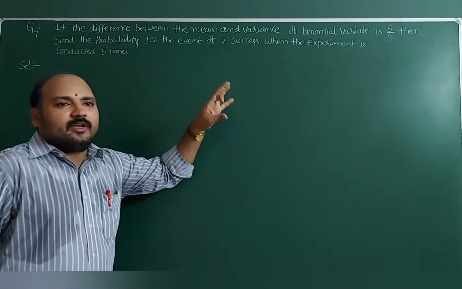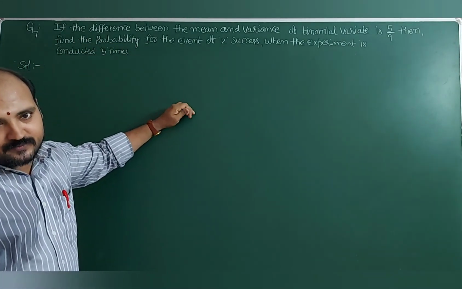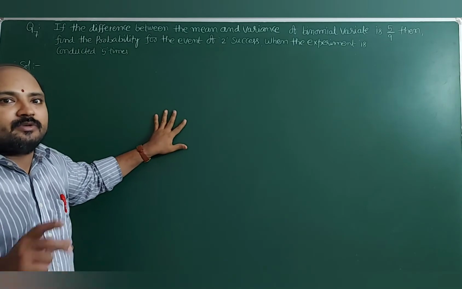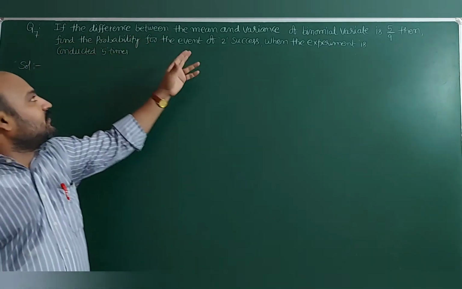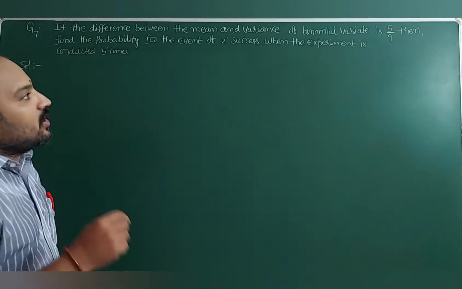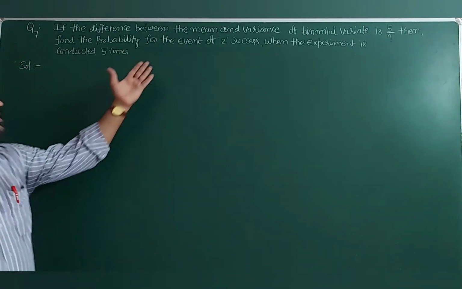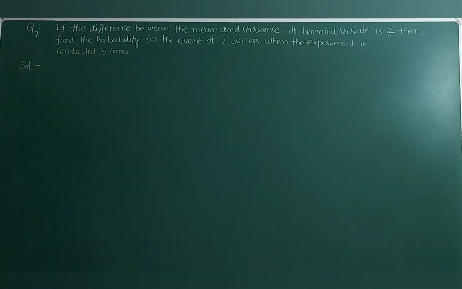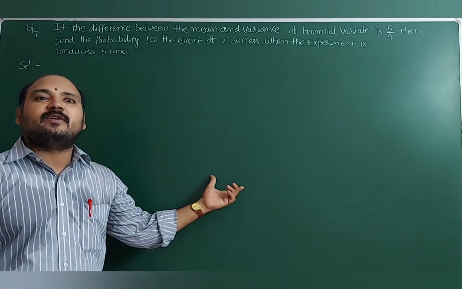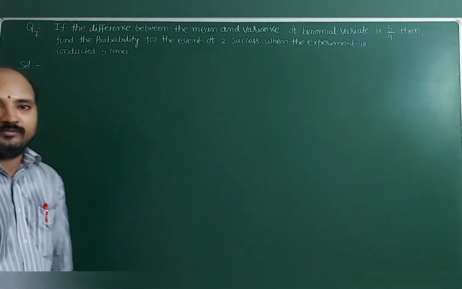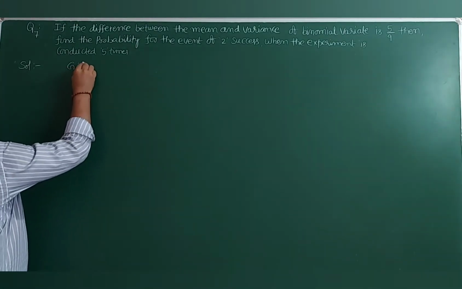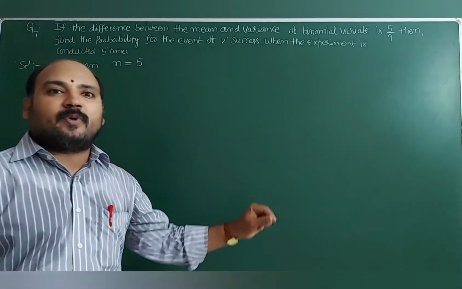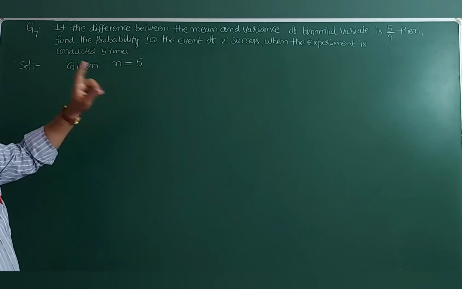This is one of the important model papers in the TS and AP for 7 marks, from the probability distribution functions. If the difference between the mean and variance of a binomial variate is 5 by 9, then find the probability for the event of two successes when the experiment is conducted 5 times. So the number of times the experiment is conducted is given as 5. So n is equal to 5, where n is the number of times conducting the experiment.